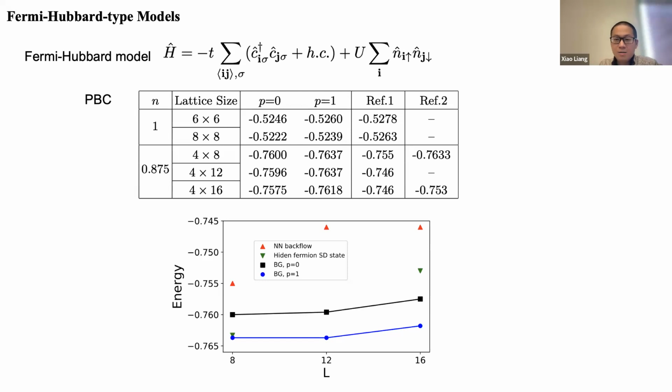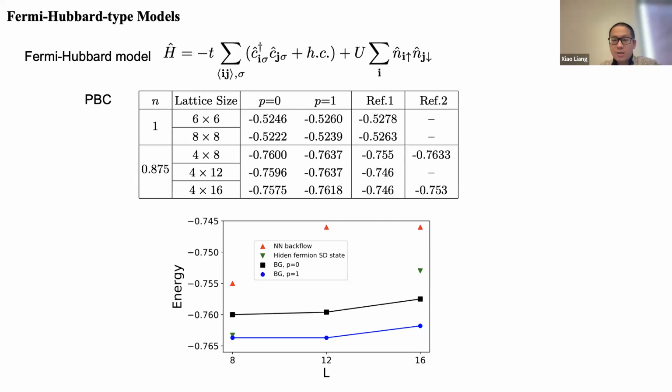The reference energy 1 is from neural network backflow. It accepts information of all sites for backflow terms. In our method, we only take nearest neighbors of sites appearing in the one-body Green's function. The reference energy 2 is from the hidden fermion Slater determinant, which is also a neural network state. It gives state-of-the-art energy results for periodic boundary conditions. From energy comparisons, it is concluded that our method gives high energy precision.